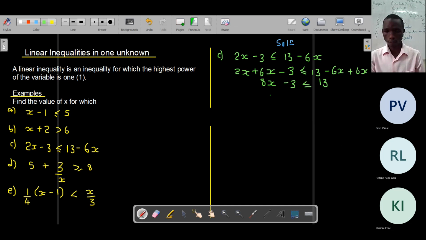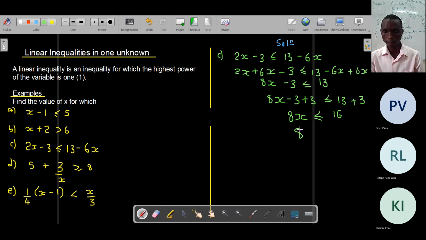Then still we want to get the value of x. So meaning we take also the 3 to the opposite side through addition. So negative 3, okay, minus 3, then plus 3, less than or equal to 13 plus what? Plus 3. So this side will remain with 8x. And the opposite side, it will be less than or equal to 16.